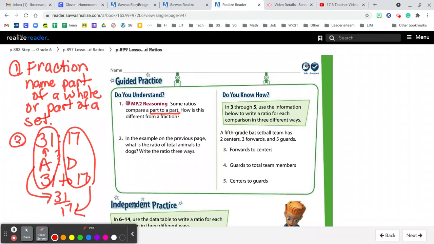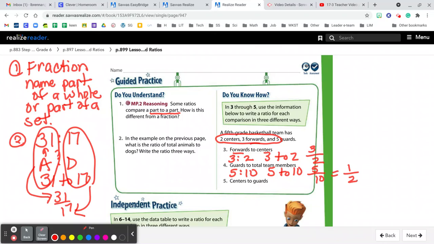Fifth grade basketball team has 2 centers, 3 forwards, and 5 guards. So let's write a ratio from forwards to centers. So forwards is 3, that's first position. Centers is 2. So we can write 3 colon 2, 3 to 2, or 3 over 2. Guards to the total team. So for total team, we're going to have to add them all together. 2 plus 3 plus 5 is 10. So there's 5 guards to a total of 10 kids, and we can reduce that to say it is half.